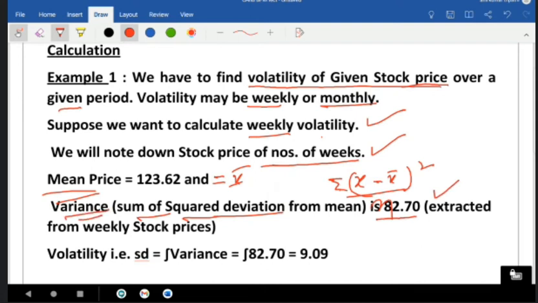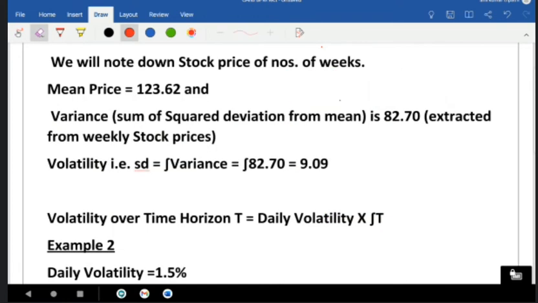So what is the standard deviation? Standard deviation is nothing but the square root of variance. I told you, when you put a square root on the variance, you get the standard deviation. So take the square root of 82.70 and you will get 9.09. This is called volatility. So how much volatility is there? 9.09.